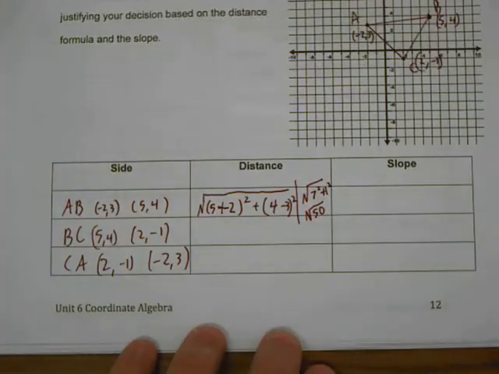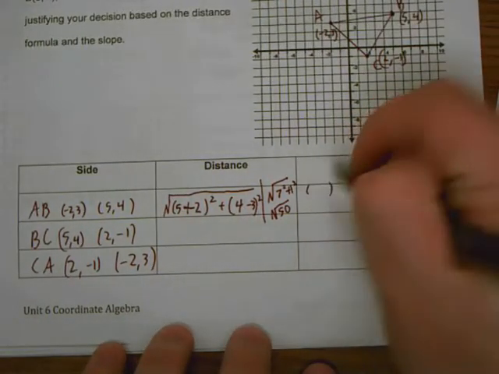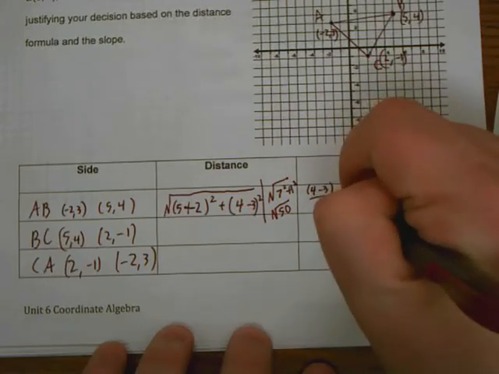For example, I know that the square root of 50 is not going to be equal to the square root of 37. But if I get another square root of 50, I know that that side is going to be the same. Now, if we look at slope, we're going to do our slope formula, y2 minus y1.